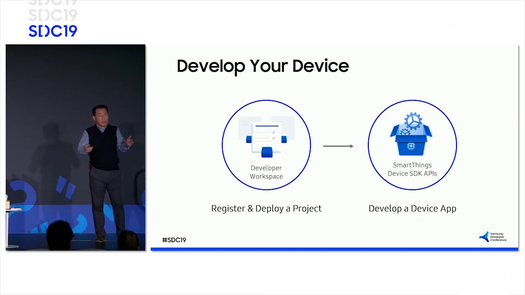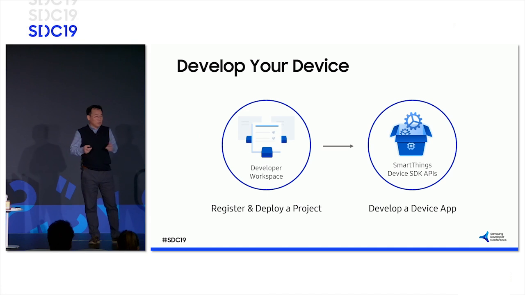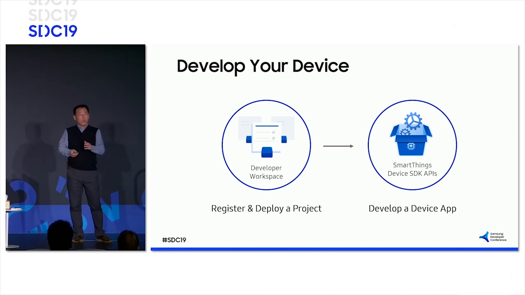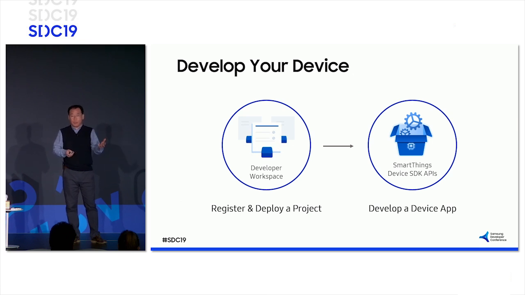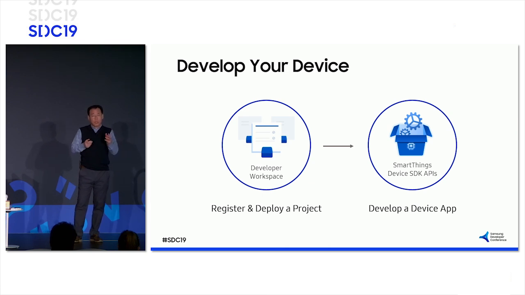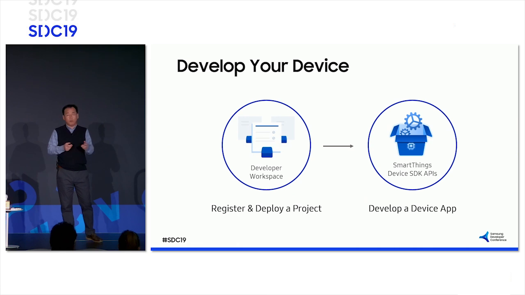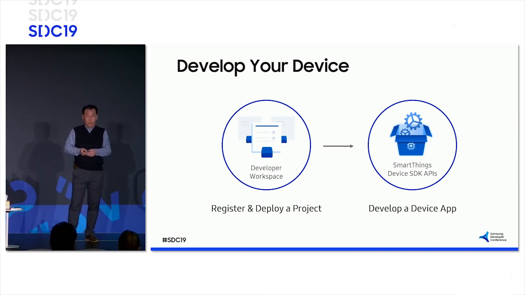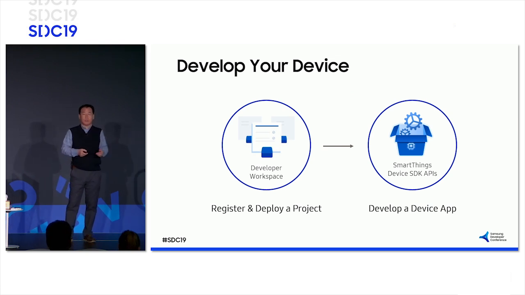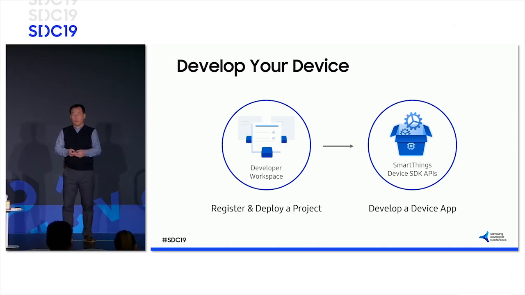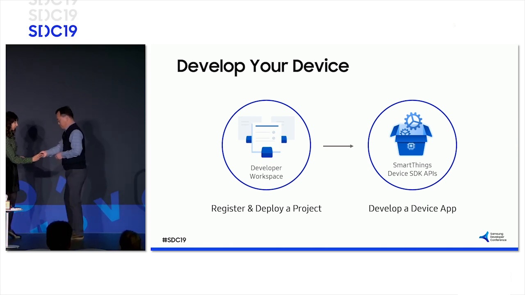All right, I explained what the SmartThings Device SDK is and how it works. From now, let's develop a device. First, you need to register your device for SmartThings platforms. To do this, you need to work in the developer workspace, creating a project, defining your capabilities, and so on. Afterward, this information will be part of your device when you develop a device app. Sandra will explain what to do in the developer workspace, and then I'll introduce a device app with the SmartThings Device SDK APIs. Sandra, please. Sure, thank you.